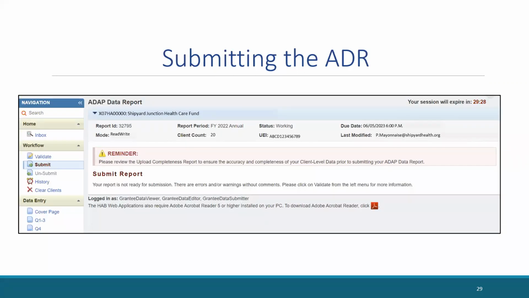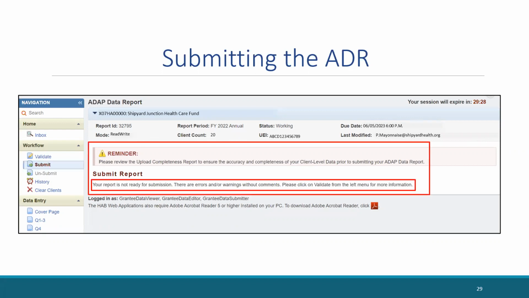Once you have reviewed your data quality and entered any validation messages, you can move on to submitting your ADR. To navigate to the submit page, you will use the navigation panel to select the submit link under the workflow header. However, if you attempt to submit the report and receive the error message shown on the screen, you will need to review the report again. As stated here, you can review this information by selecting Validate again.